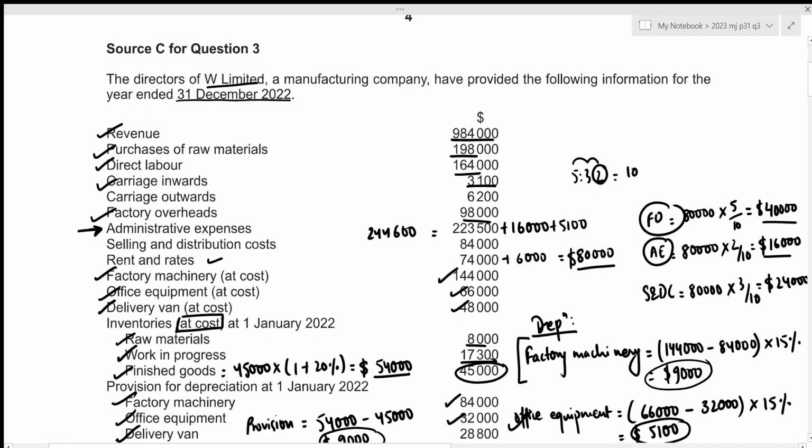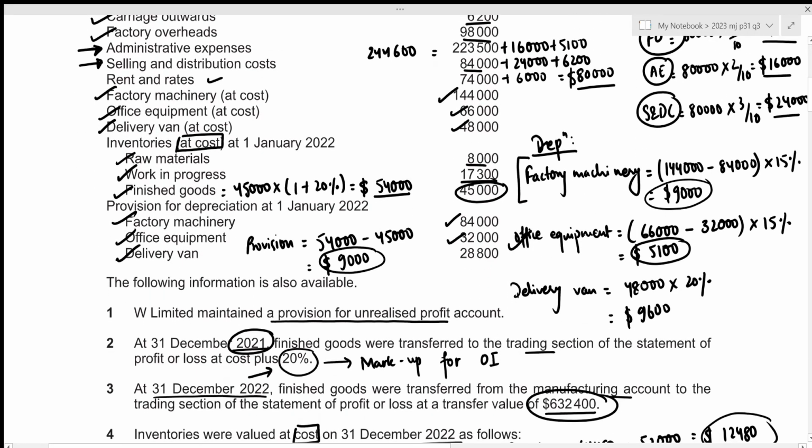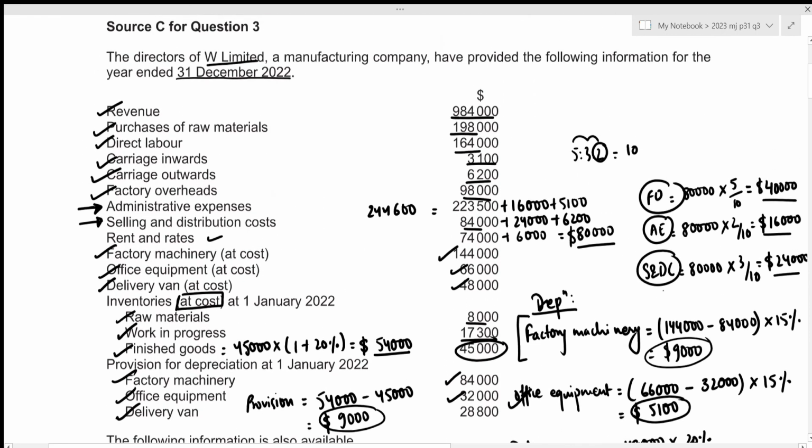Let's figure out the value for our selling and distribution costs as well. We start with the value given right here. That's 84,000. Then also remember that we need to include 24,000 as rent and rates within our selling and distribution costs. So we add the 24,000. Then also remember that we are given carriage outwards, and this is something that is related to transferring the goods from our factory to the customer's place. So this is definitely under our selling and distribution costs. We need to add the 6,200 as well. And also remember that we figure out the depreciation on delivery van. And delivery van is used to transfer the goods from our factory to the customer's place, which is basically our selling and distribution cost. So we need to include this depreciation under the same heading as well. So that's 9,600.